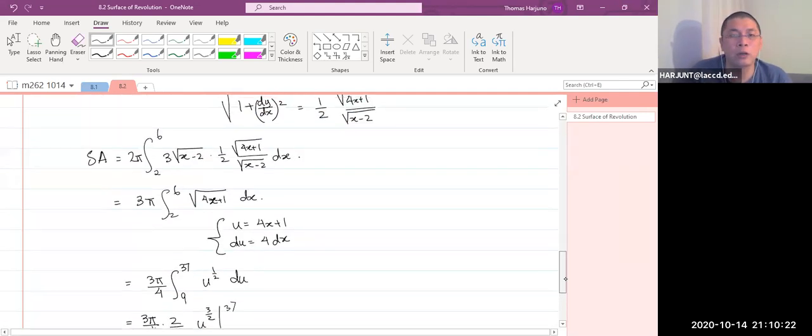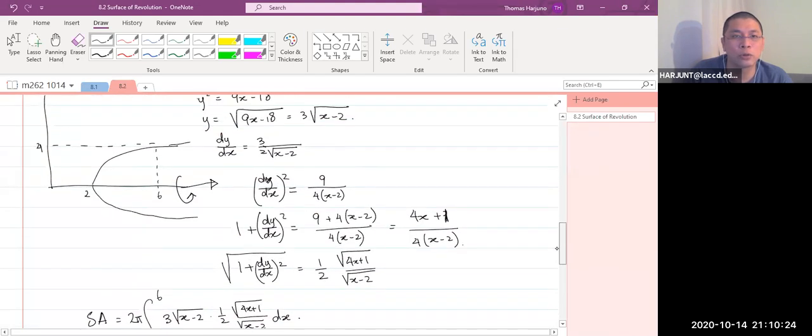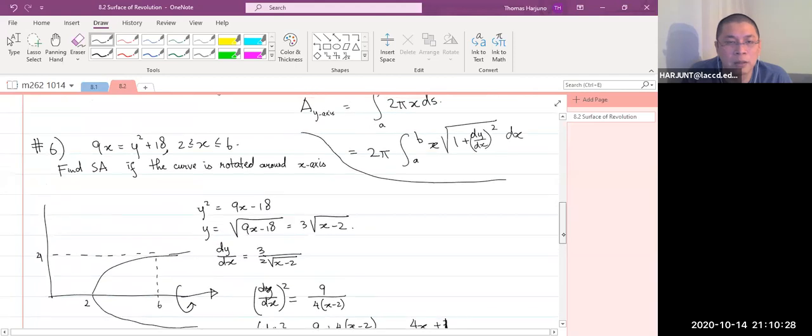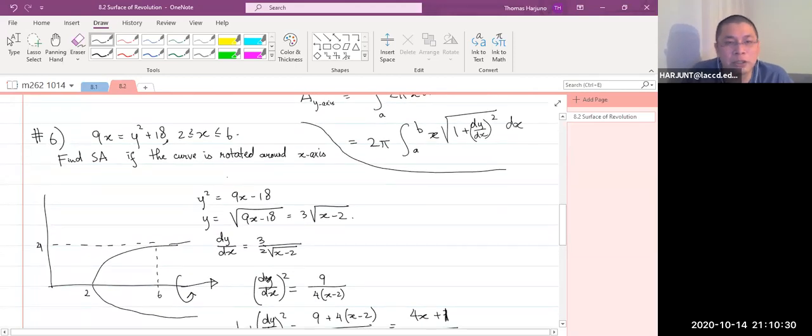Okay, I will save this as a note, so don't worry about that for now. Okay, I want to show you the second method. The second method is by seeing this function x as a function of y.